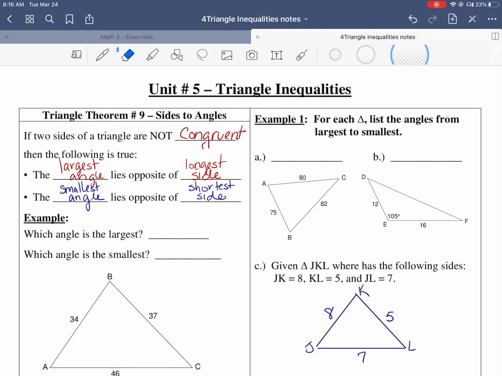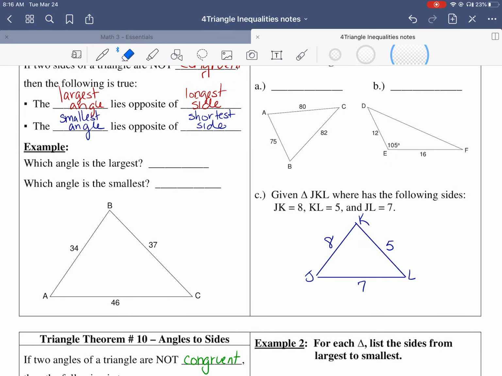All right, so the first thing we're talking about is determining which angles are the smallest. If two sides of a triangle are not congruent, then the following is true. The largest angle lies opposite of the largest side, and the smallest angle lies opposite of the shortest side. So in my picture over here, I'm going to determine which one is my smallest side. So if I look, 34 is the smallest side. If I go directly across from that, I see that I am at angle C. That means angle C will be my smallest.